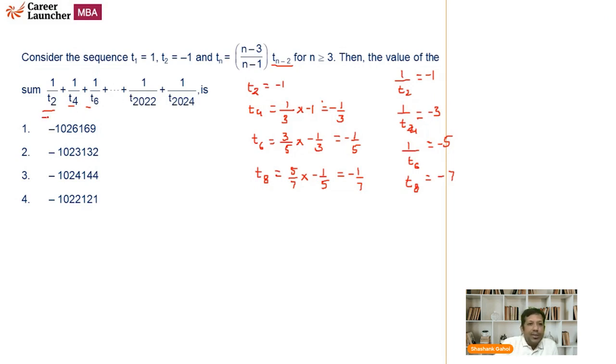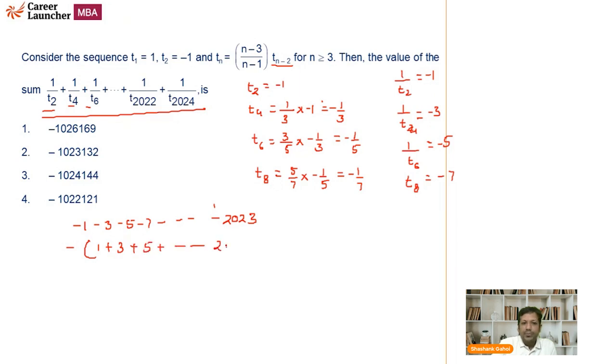So basically, if I look at this series, this series is minus 1, minus 3, minus 5, minus 7, up to minus 2023. So I am going to talk about this 1 plus 3 plus 5 up to 2023. These are all odd numbers. So 1 to 2024, there are 2024 numbers. Now, how many numbers are odd? 1012. How many numbers are even? 1012. So basically, I can say from here to here, 1012 odd numbers are there.